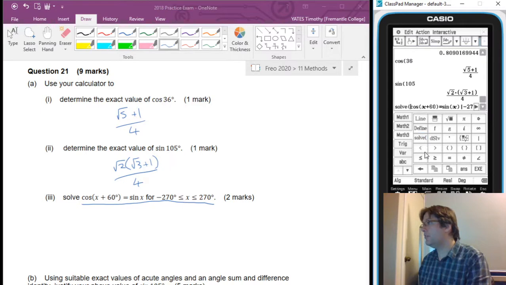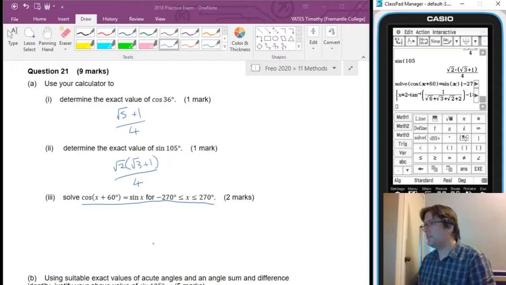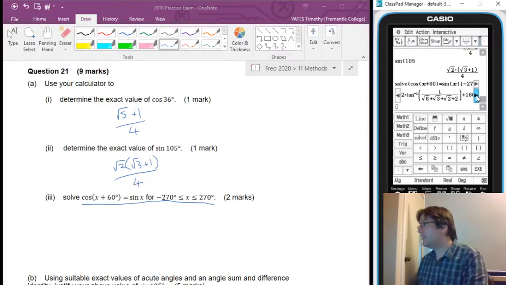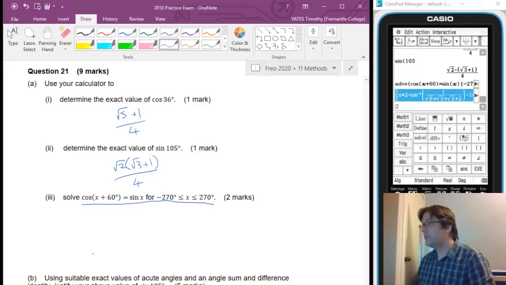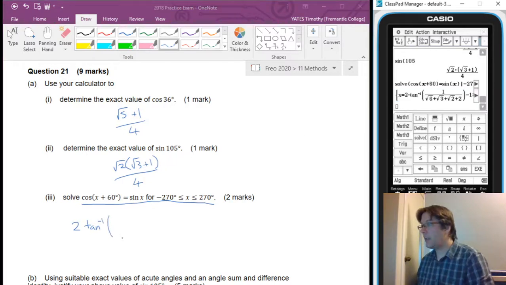Now we're going to be solving, so I'll put a solve at the front. And it does give us an answer. It gives us an answer you could never work out on your own, but we just have to write that one out. So that's going to be 2 tan to the negative 1, and we're going to need to write out all of them: 1 over root 6 plus root 3 plus root 2 plus 2. Take 1. 180 rather. There we are.